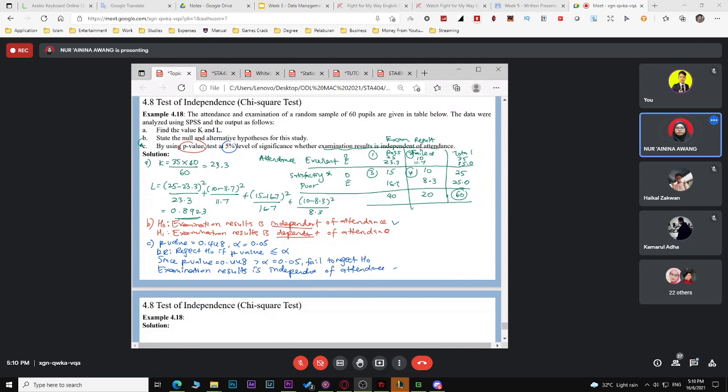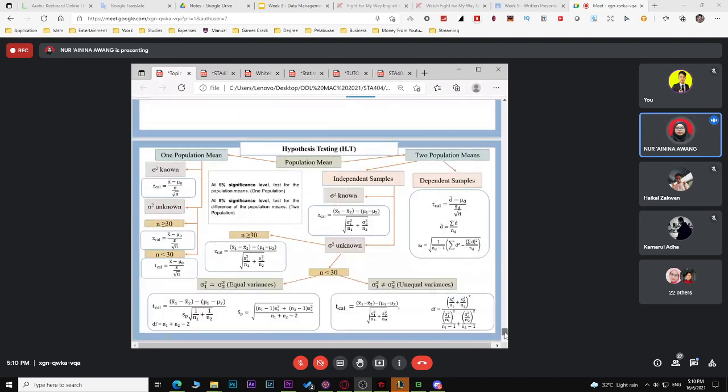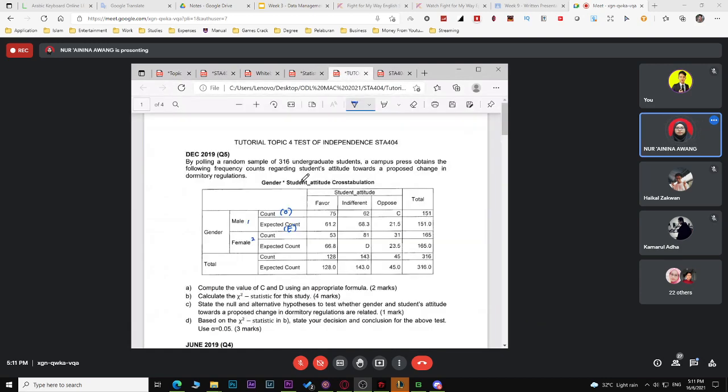Okay, so this is how to answer the question, for example 4.18. So now we already finished our topic 4, right? So we only have the last topic, bivariate analysis. And then for the last topic, we only need 2 hours, then we finish the chapter. So later you can try the tutorial questions.